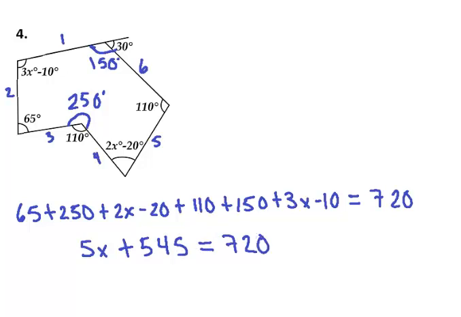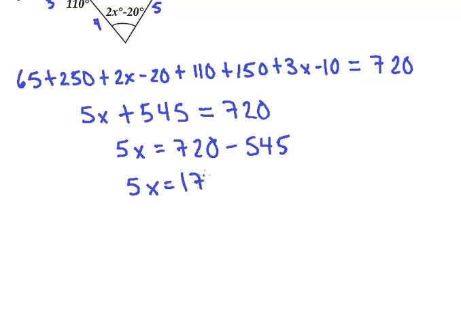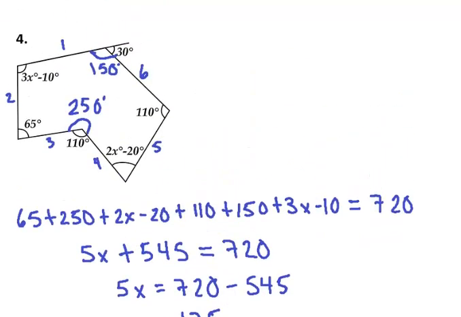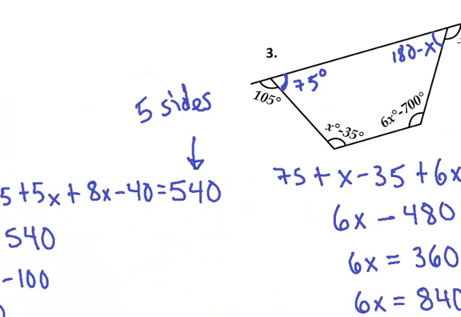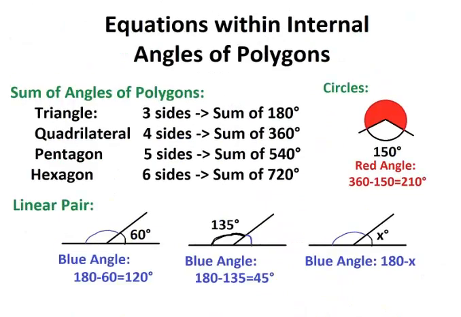And now again, I get a very simple equation. I just pass 545 to subtract, so it will be 720 minus 545. That, if I subtract it, is going to give me 175. Then I'm going to pass the 5 to divide. I will get x equals 175 divided by 5. And that division would give me an answer of x equals 35. And that will be the answer for this exercise in particular. That is how we solve equations with internal angles of polygons.